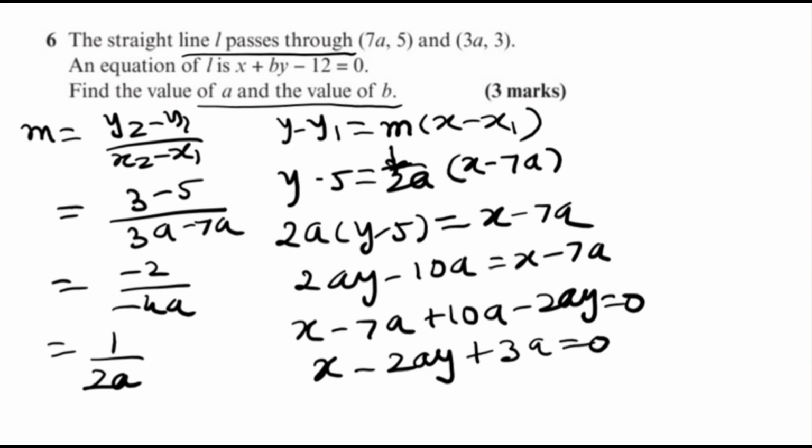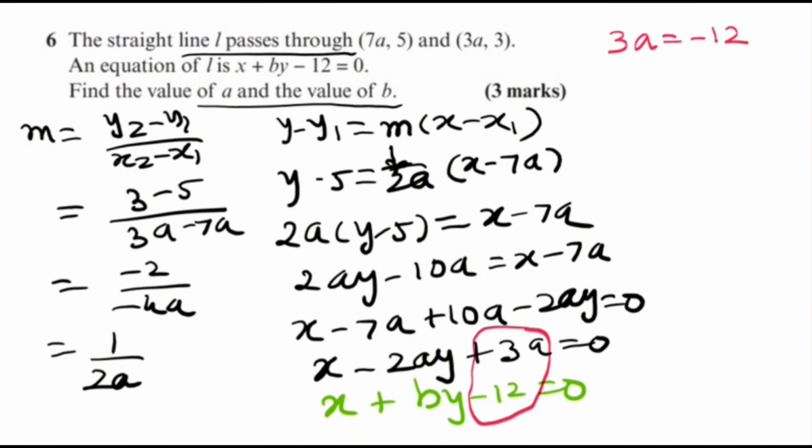So now this is my equation. Now the equation which is given is x plus by minus 12 equal to 0. Now you can equate these, and that will give you the value of a. So I can do 3a is equal to minus 12. Because I can equate the equations, a is equal to minus 4. So this is the value of a that I am getting.